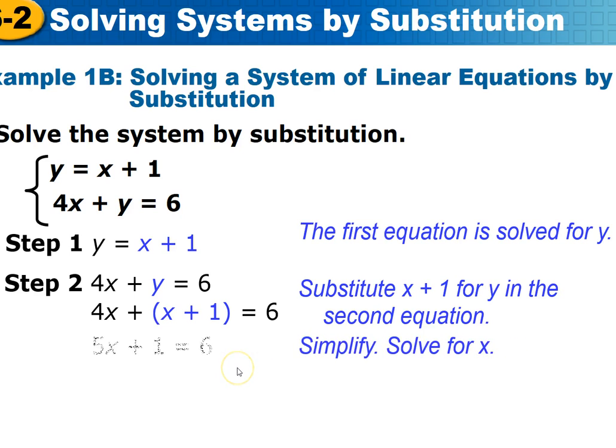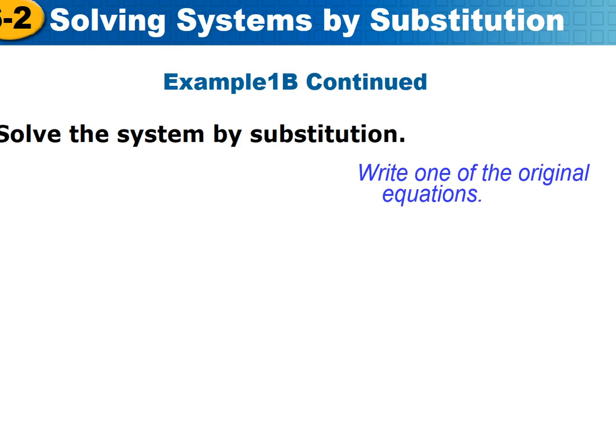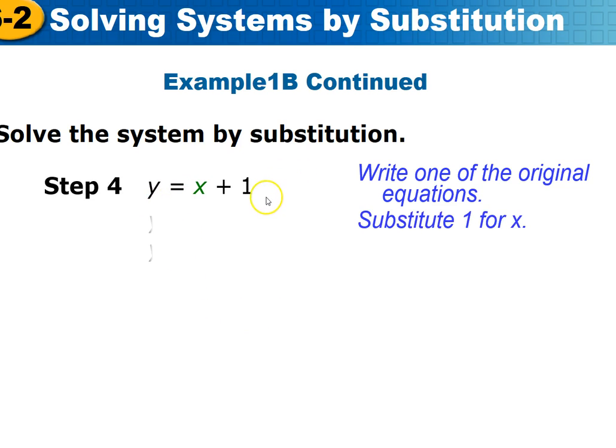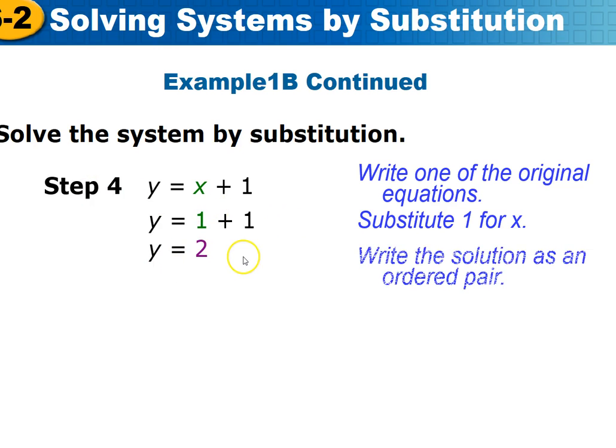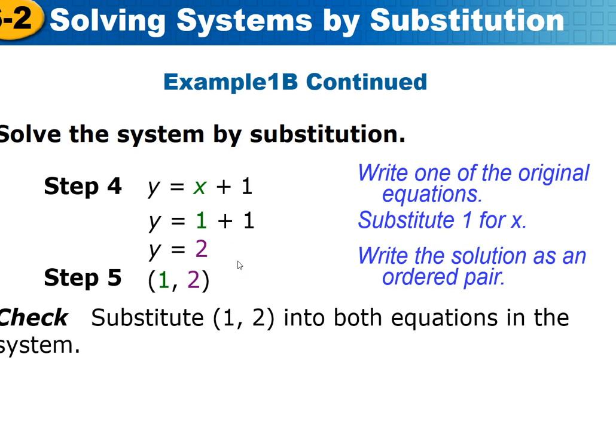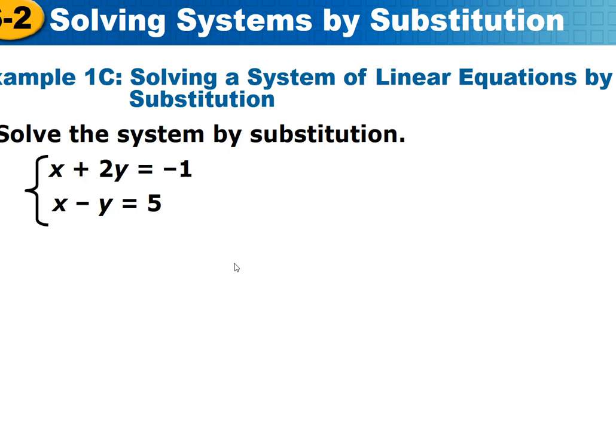Now combine like terms. You've got 5x plus 1 is equal to 6. Subtract 1 from both sides, divide by 5. Now x is 1. Now all you've got to do is substitute 1 for x to solve for y. That was simple. y is equal to 2. Now plug it back in and double check. Let's try one more before we move on.